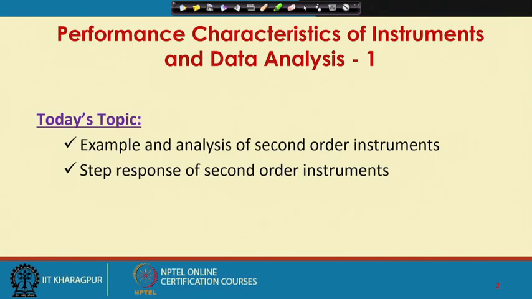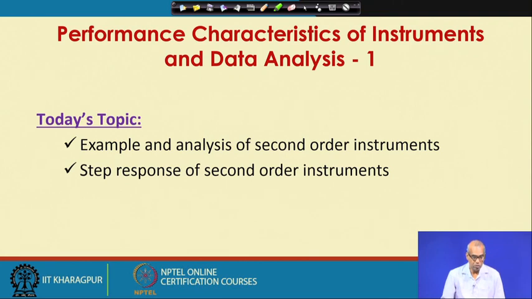So, today we will talk about analysis of second order instruments. We have talked about analysis of first order instruments in the previous class. So, in this class we will talk about analysis of second order instruments. We will take an example of second order instrument and analyze the instrument, write down the modeling equations and show that the instrument is second order in nature. We will also briefly talk about step response of second order instruments.